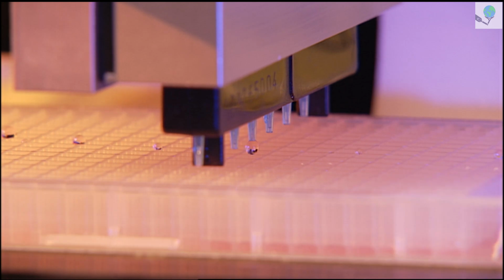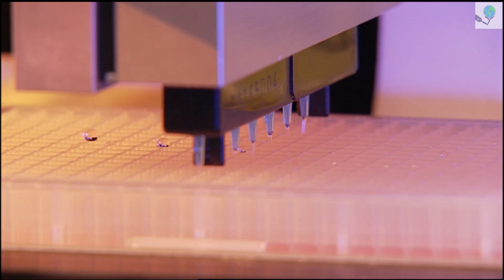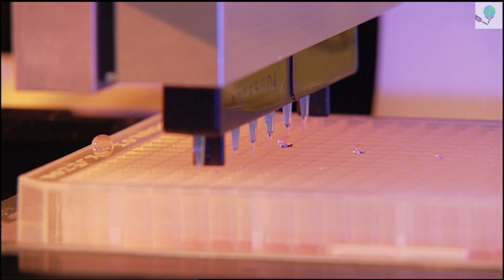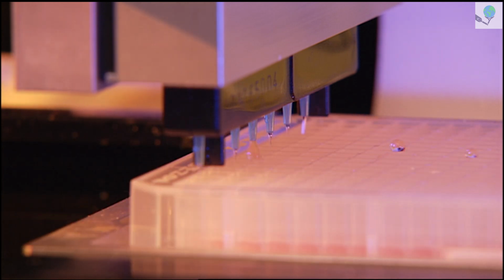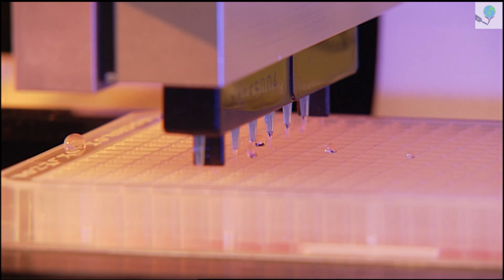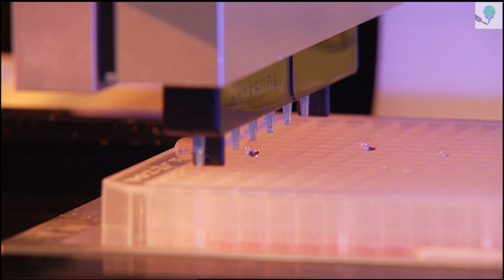However, it is hard to change and reconfigure the entire system for a new product or new operation. So this automation is used in batch production process where the product volume is medium or high. The product volume means if it is low, then they are producing 1 to 100 units per year. Medium means 100 to 10,000 units per year, and high is 10,000 to million. And for programmable automation, it is medium or high. Industrial robots are an example for programmable automation.